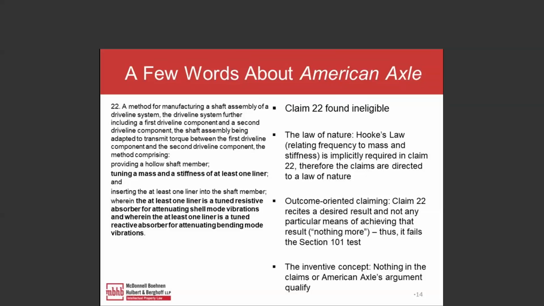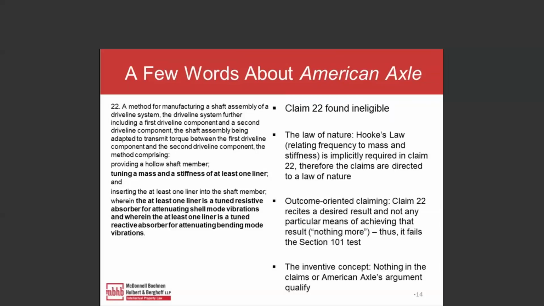American Axle is about manufacturing drive shaft assemblies, and just looking at claim 22 on the left here, there's three main elements to this claim: providing a hollow shaft member, tuning a mass and stiffness of a liner, and then inserting the liner into the shaft. And you do the tuning in such a way that there's two types of vibrations that the liner is going to damp. So if your drive shaft is in a car or truck, you get slightly less vibration and you get a smoother ride, less wear and tear on the mechanical parts of the vehicle. This claim was found to be ineligible.